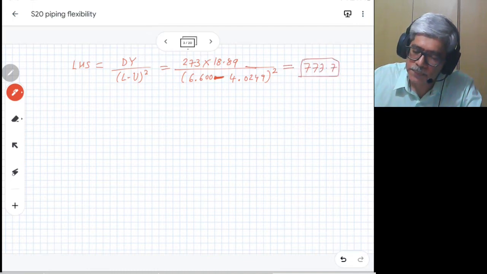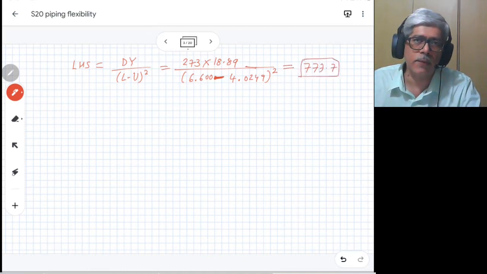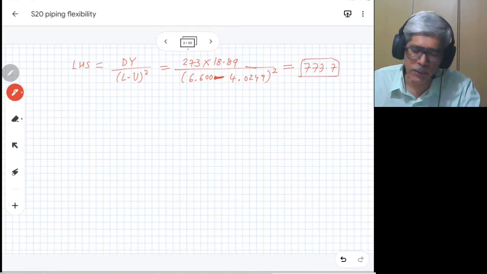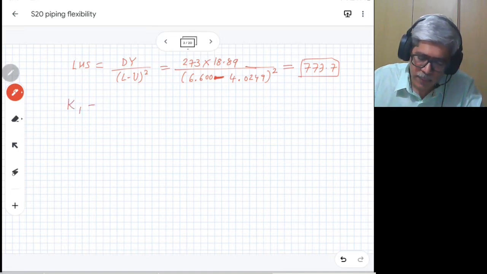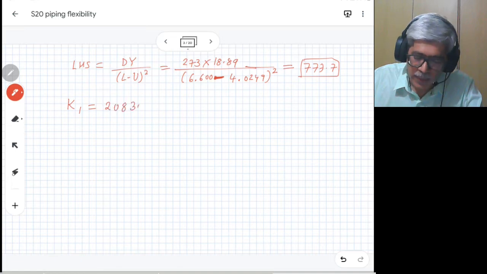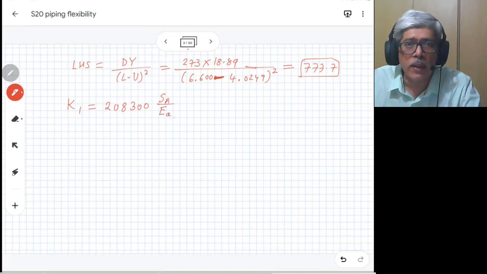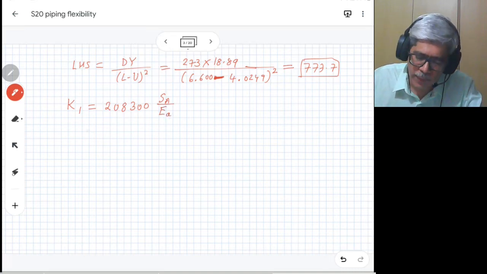777.7. So we need to check whether this value is smaller than the right hand side. So let's calculate the right hand side. So we need to calculate the value of K1, which is given as 208,300 SA by EA. The EA value is already given to us. We need to calculate the value of SA.